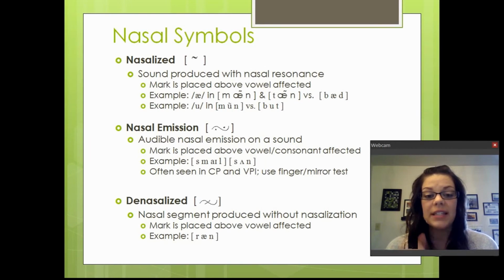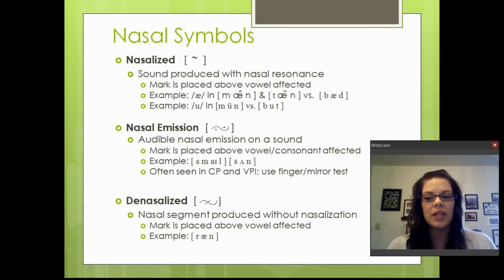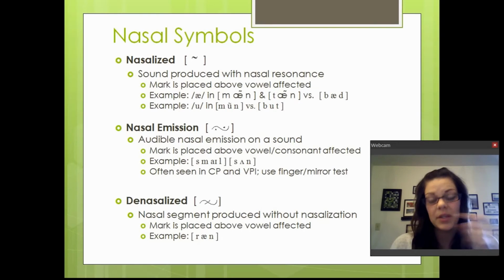It's often seen in patients with cleft palate and VPI, velopharyngeal insufficiency. And the way you can test for this is by using your finger. So sun, sun. It's kind of almost a snort at times. Sun. You can hear that snort come out, and I can feel it against my finger. You could also use a mirror, a dental mirror, and place it underneath the patient's nose. And if it fogged up, that would show you that there's some nasal emission.